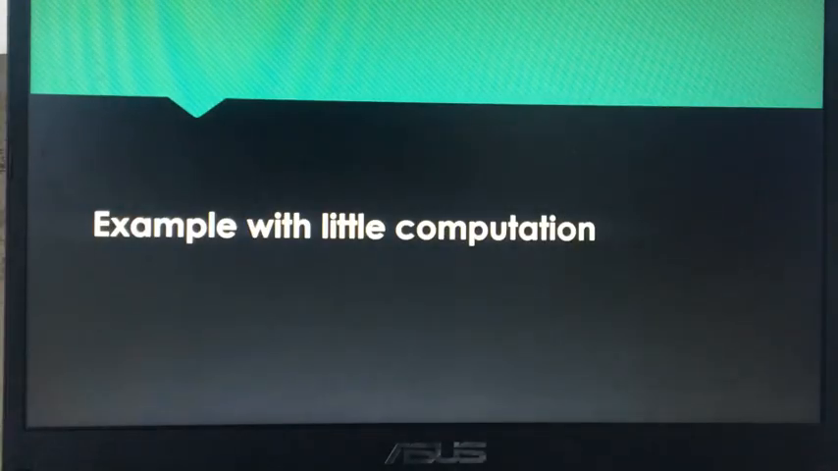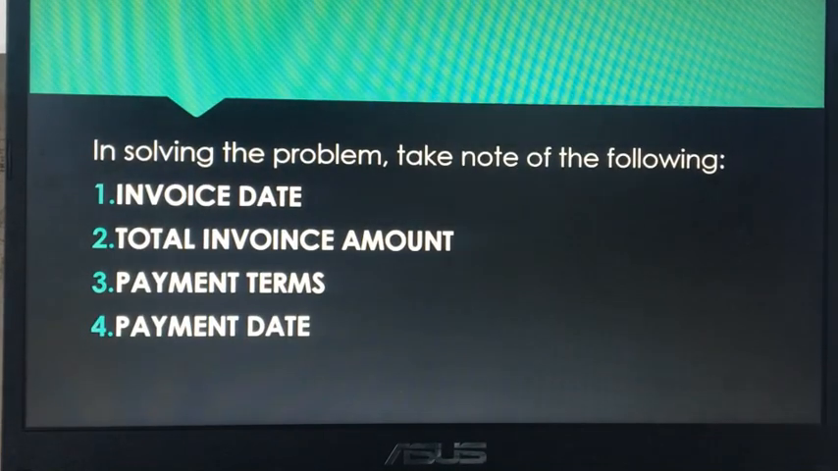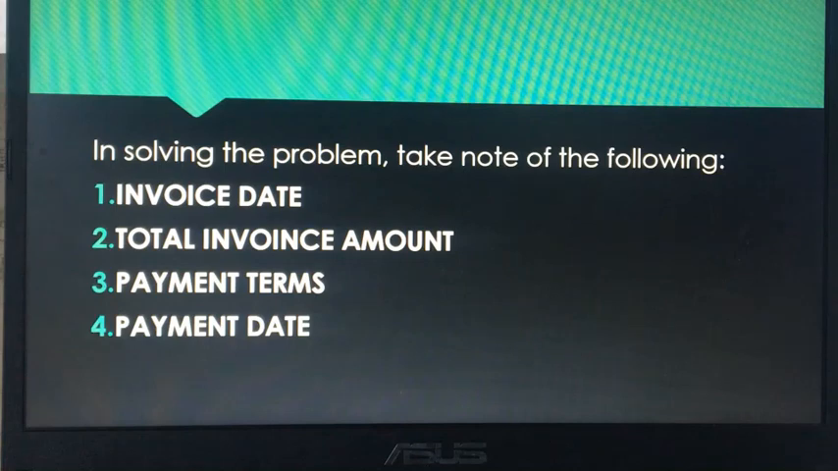Okay, we are done with interpreting how the payment terms work considering the invoice date. This time, we are going to interpret a problem with a little computation, with a cash discount with respect to the payment terms. Before we proceed to the formal problem solving, you have to identify this one.